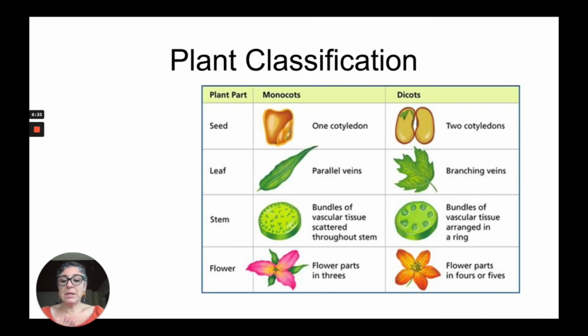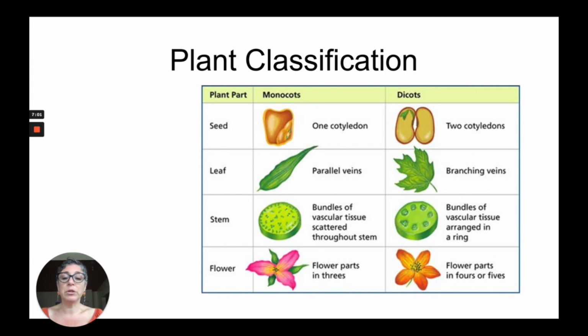All right, so let's consider now plant classification. Let's remind ourselves about plant classification. When we're classifying plants, we are looking at only flowering plants, and flowering plants are put into two categories, monocots and dicots. So we've got 4 ways to separate monocots and dicots. We've got the seed, the leaf, the stem, and the flower.